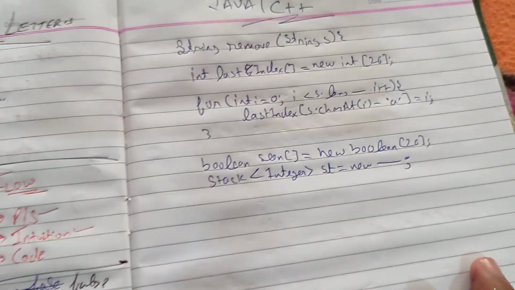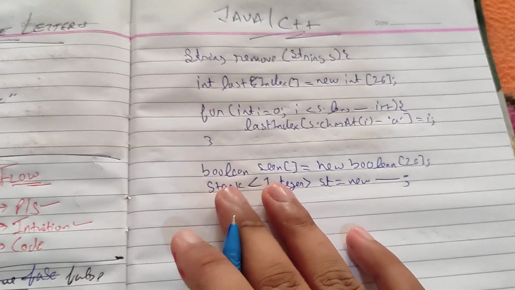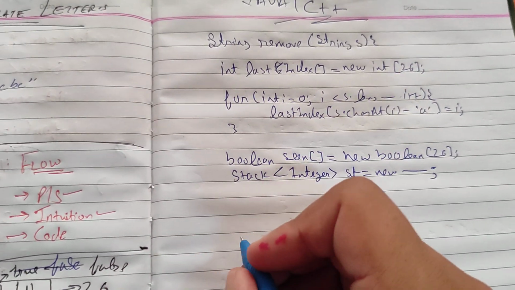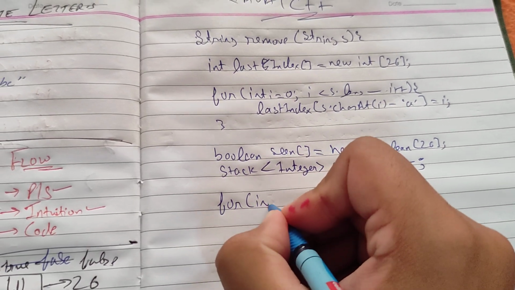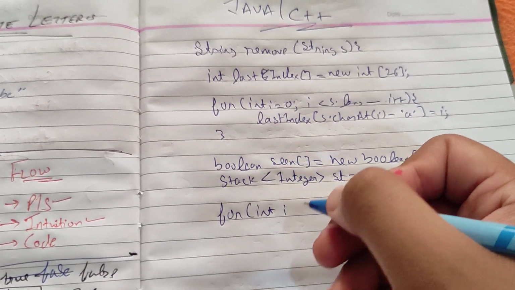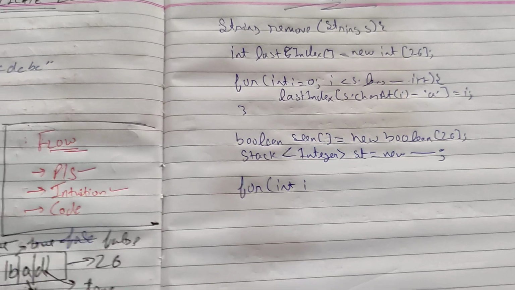Okay. So don't worry about the code. The code is present in the comment section. You will find it. Don't worry. Alright, ladies and gentlemen. So now my job is to run a for loop. Now we will put the value in our stack and do all the things we have done over here.